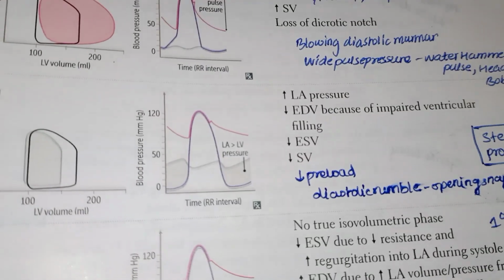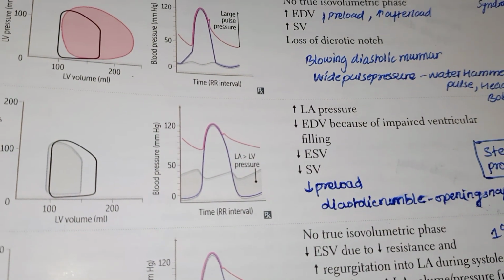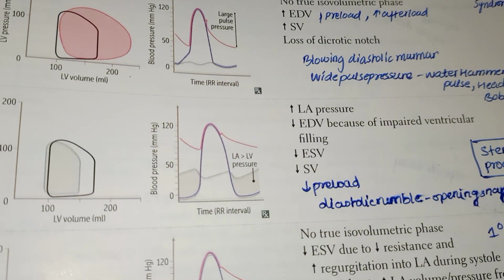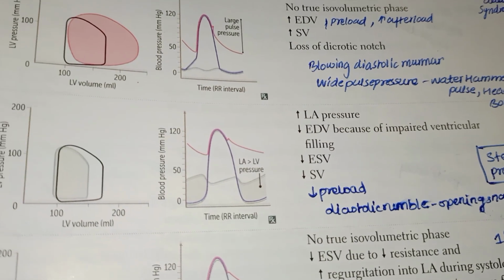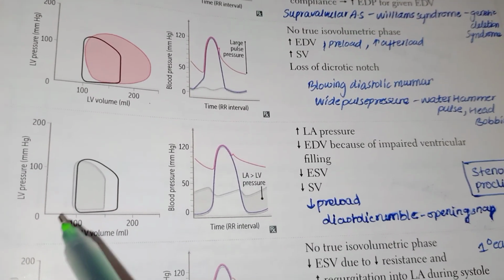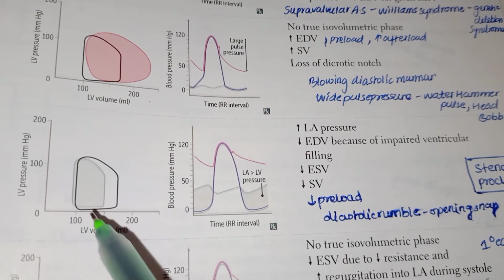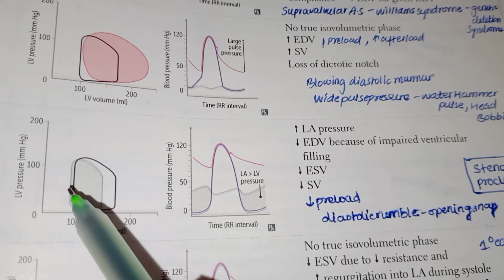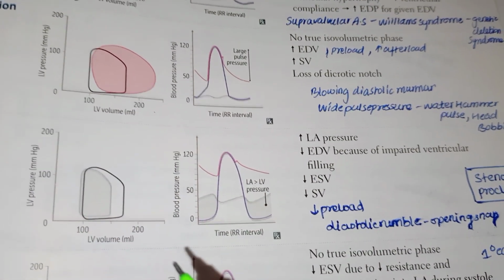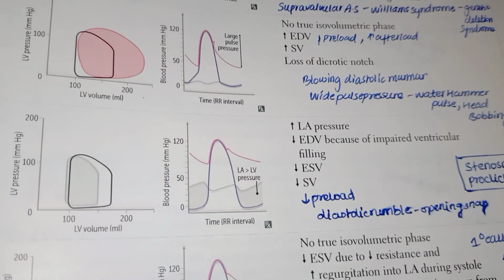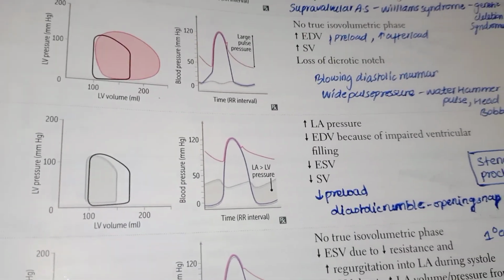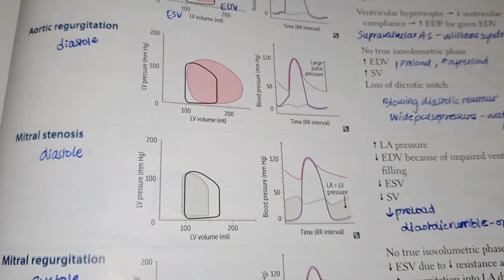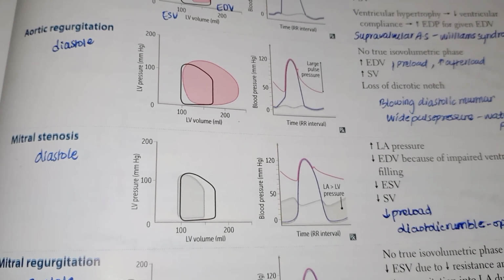Now coming to this condition, if you see here, the end diastolic volume is decreased, end systolic volume is decreased, right? You can see in this graph directly. End systolic volume is decreased, end diastolic volume is decreased, stroke volume is decreased. What is this condition? It's like everything is decreased, but only the left atrium pressure is increasing. Why? Because it is mitral stenosis. So this is a diastolic dysfunction, mitral stenosis.